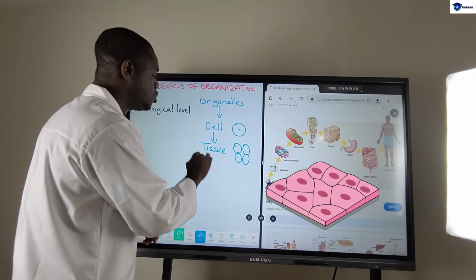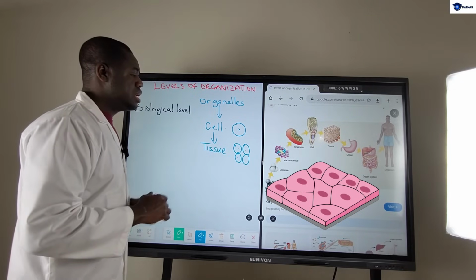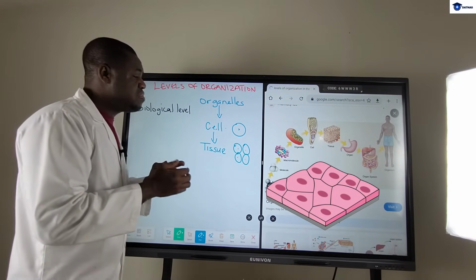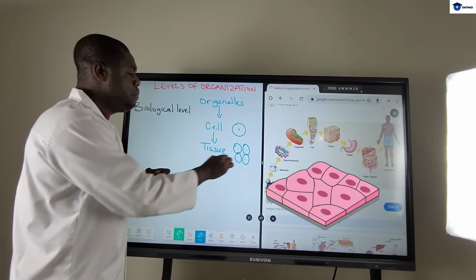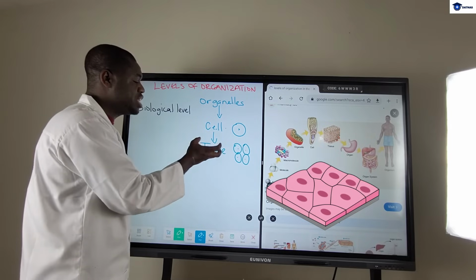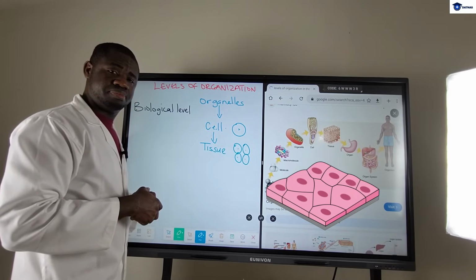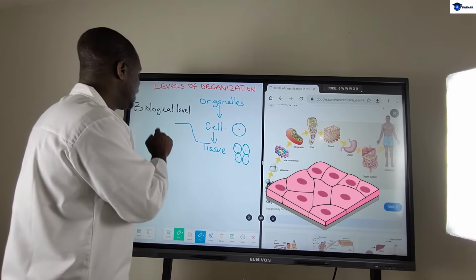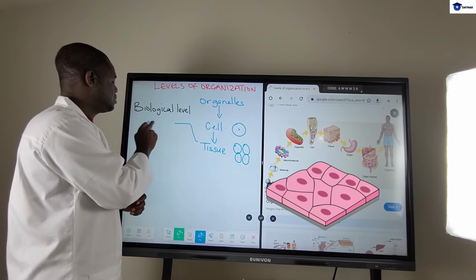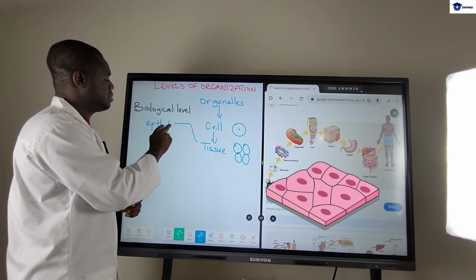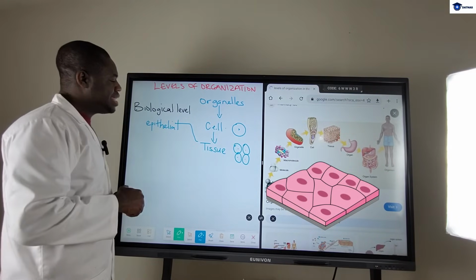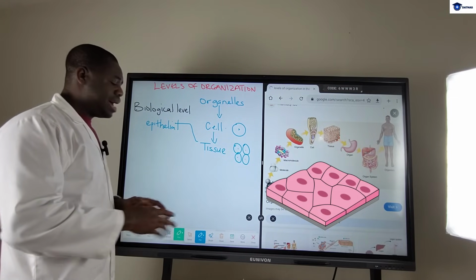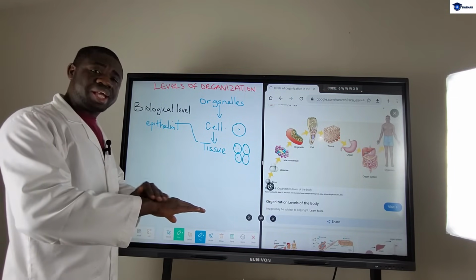For a tissue to form, cells of the same size, of the same function, must come together to form a tissue. We have different types of tissue. We have epithelial tissue that lines the inner layer of organs and that covers our skin.